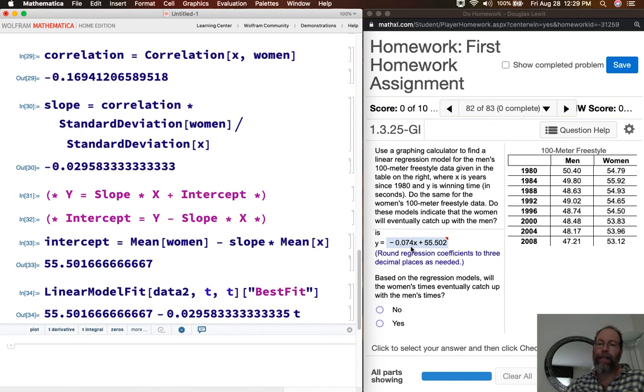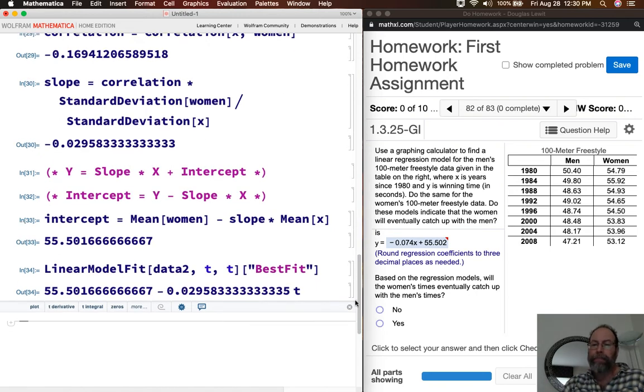Pearson is telling me that the slope should be about negative 0.074, and I really believe that the slope should be about this number right over here, which is about negative 0.030 or negative 0.02958, etc. Okay, so this is where I'm afraid I disagree with Pearson a little bit. I think this could be a mistake. All right, well, let's continue with the problem.